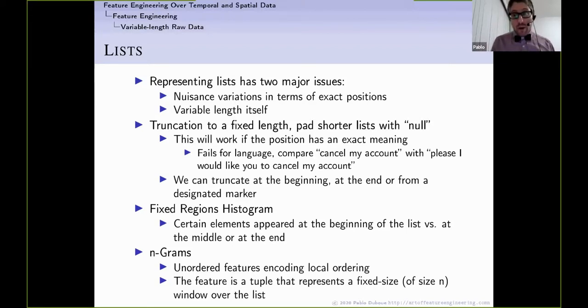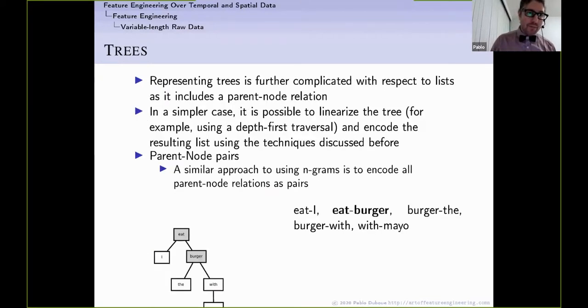By far, the most popular way of encoding lists is to use n-grams, pairs of words or little windows of words or features that appear over the list. And these ones maintain the local ordering, but don't talk about the global ordering. You can do something like this together with a fixed region histogram to then obtain some idea about local orderings and global behavior. And finally, we have trees.